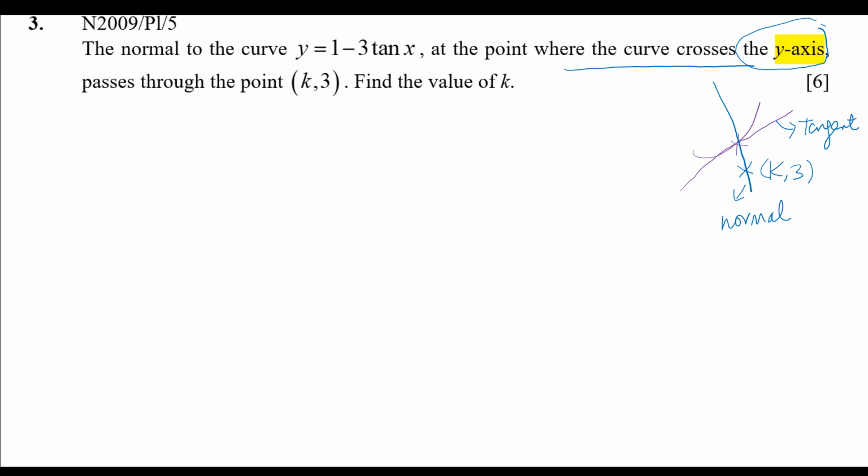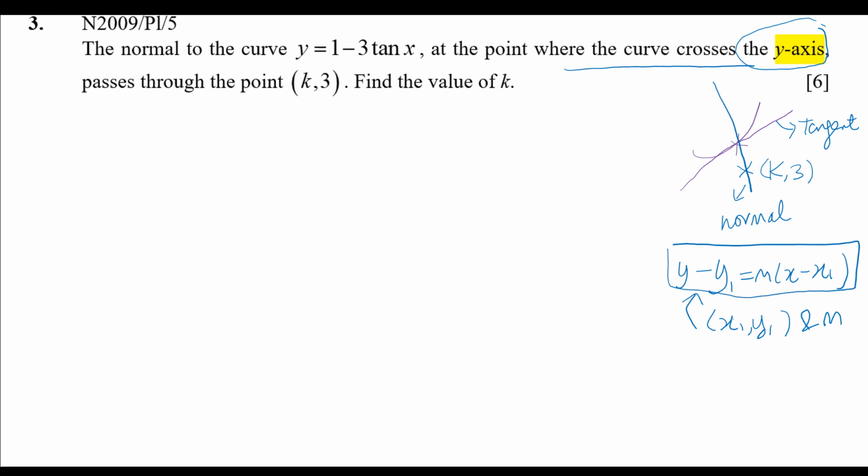Because when you want to find the equation of any line, you're going to use this formula: y minus y1 equals m bracket x minus x1. So I need to know what my x1, y1 is, and I need to know what m is, so that I can substitute into this equation to find the equation of the normal. So by telling you that the curve crosses the y-axis, it tells you what point to use for your x1, y1.